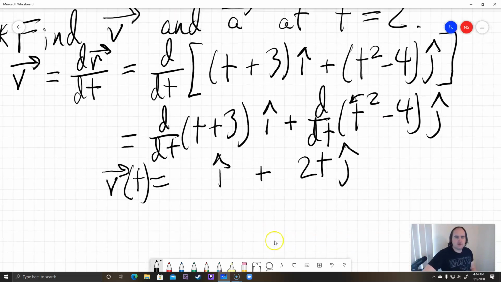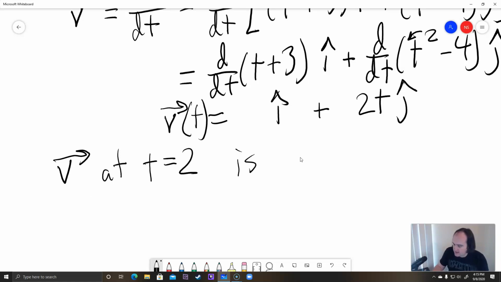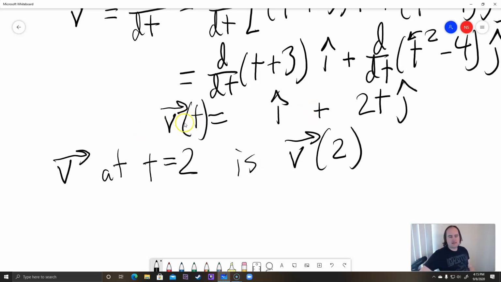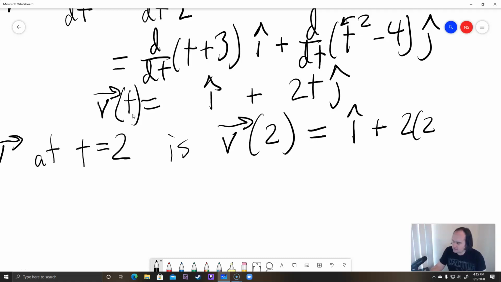And then they want us to find v at t equals 2. So v of t at time equals 2. So v at t equals 2 is the same as v of 2. Okay, that's all that means. So since we already have a v of t, the v of 2 is going to be the same as v at t equals 2. So all we do here is we plug in 2 for t into this vector function. Okay, so it's going to be v of 2 equals i plus 2 times 2j, right? And 2 times 2 is 4. So we actually have i plus 4j.